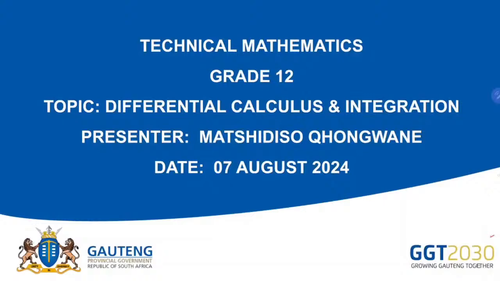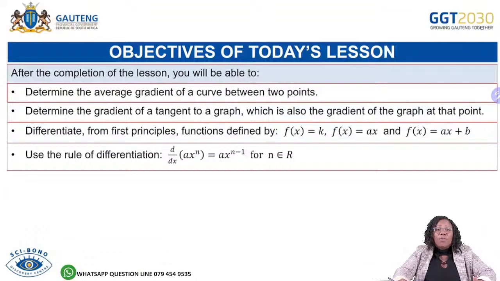Today we'll be looking at differential calculus and integration, which is part of our Paper 1 work. After the completion of the lesson, you will be able to determine the average gradient of a curve between 2 points, determine the gradient of a tangent to a graph, which is also the gradient of the graph at that particular point, and differentiate from first principles functions defined by f(x) = k, f(x) = ax, f(x) = ax + b.